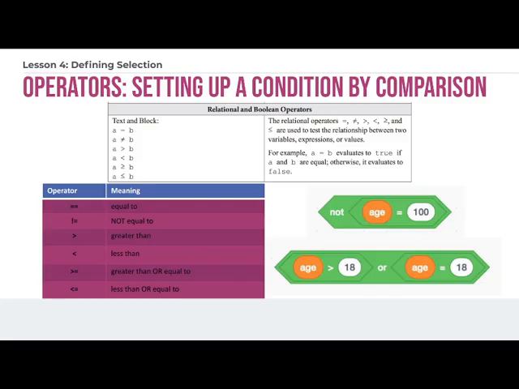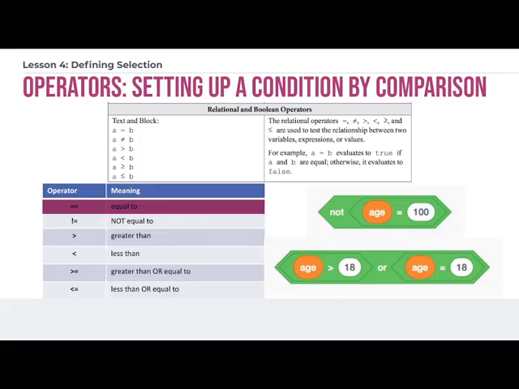All right, right here, a single equals symbol is actually used to assign a value to a variable. But if you want to compare a variable to another variable or to a number, you need to use the double equal sign. And that's in many programming languages.